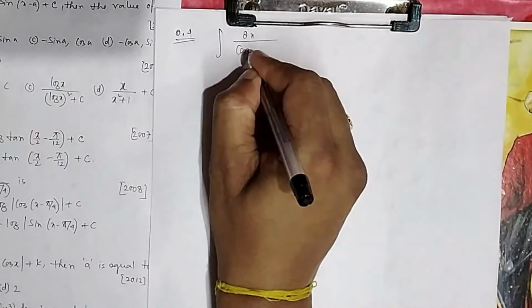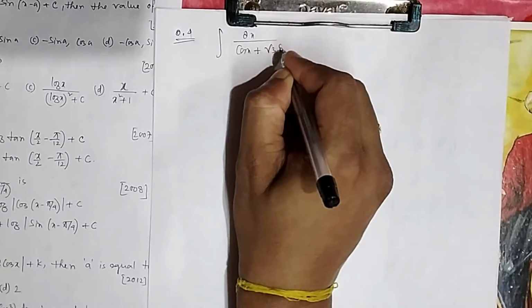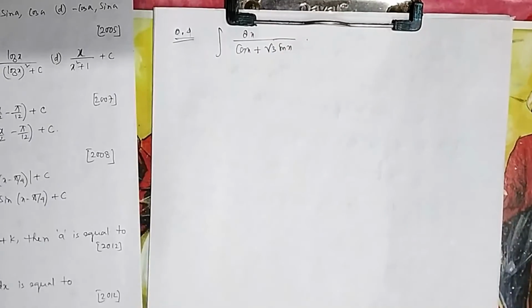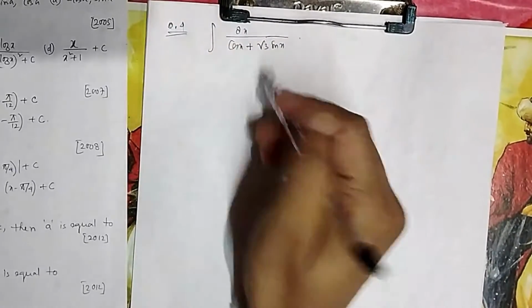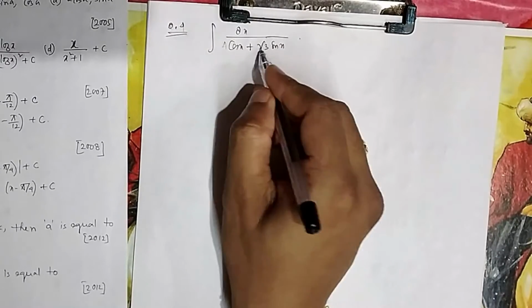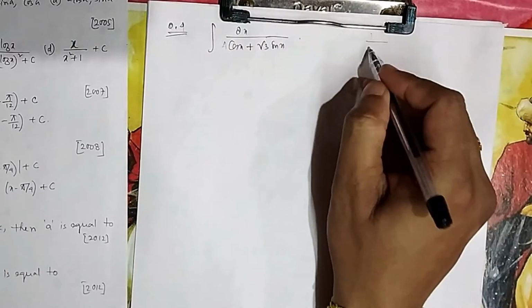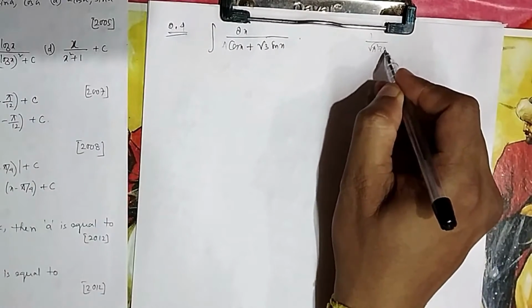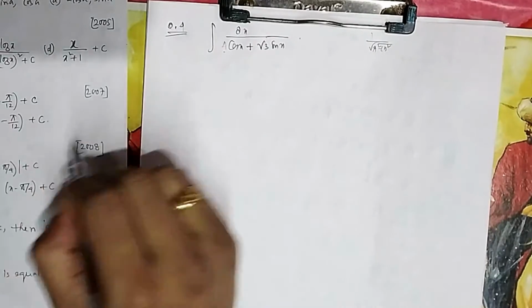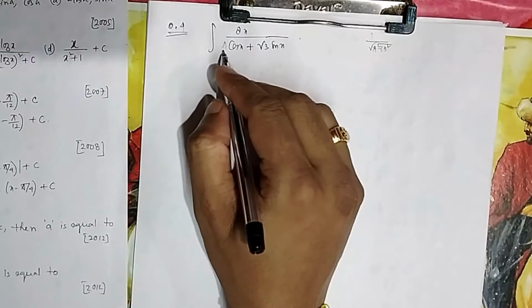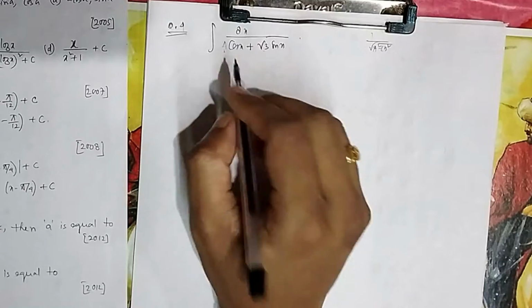Next, question number 4: the integral of dx divided by cos x plus root 3 sin x is equal to. Now again, to club these two, consider this is a and this is b. So you divide by 1 by under root a square plus b square. That is why in the first question we divided by root 2. Here also, we divide by the square root of this square plus this square, that is 2.